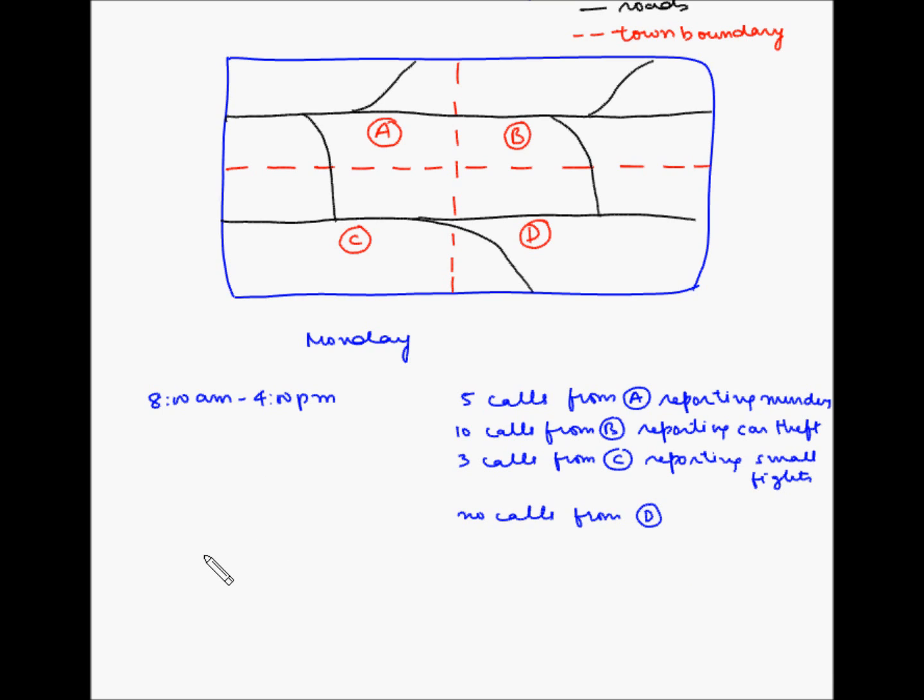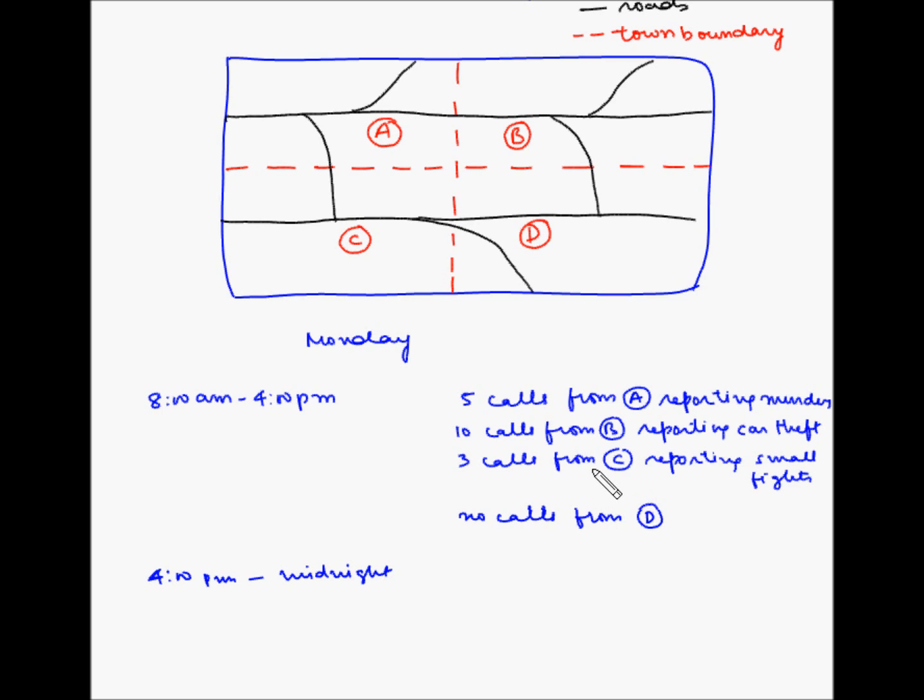Similarly, you'll note down for the next shift and so on. So the next shift may be 4 p.m. to midnight, and you will list down the calls received during this time. So after analyzing this information, the police department will say, region A and B are much more prone to crime than regions C and D.